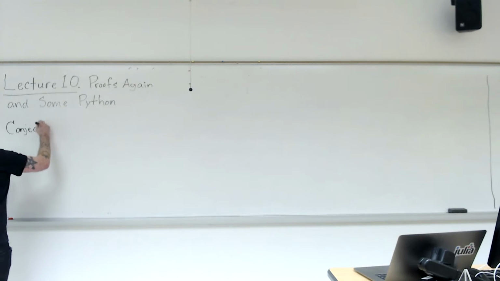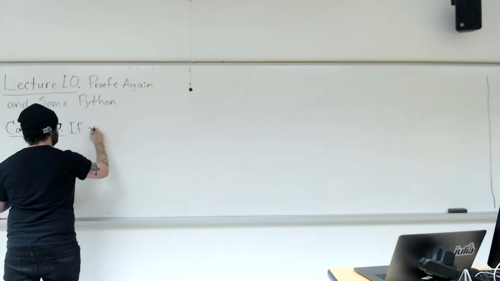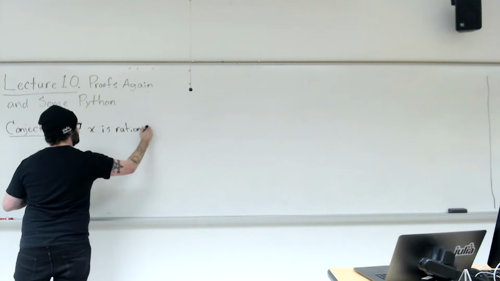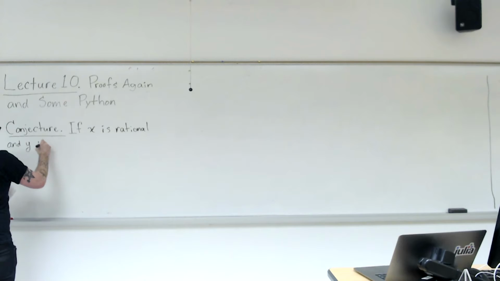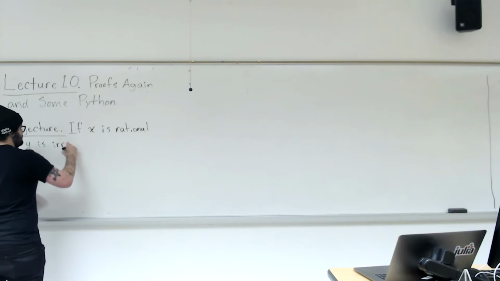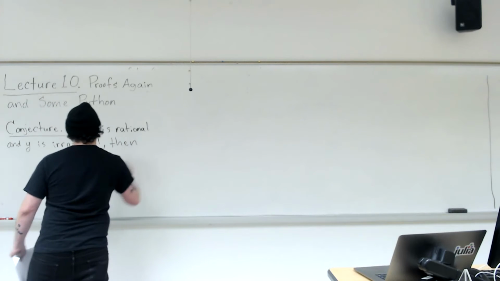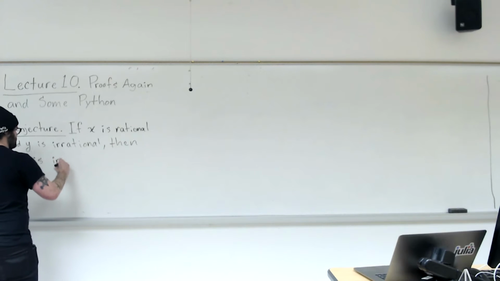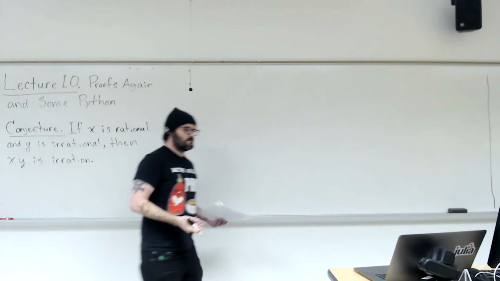Okay, so the conjecture that I asked you to write about is the following. Conjecture: if X is rational and Y is irrational, then the product X times Y is irrational. Okay, so this was a conjecture that I posed.